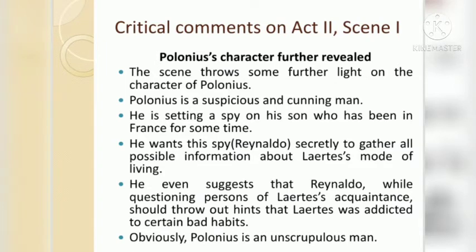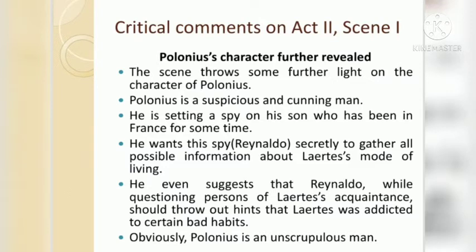Polonius's character further revealed. With this scene, we get a further clear picture of Polonius's character. The scene throws some further light on the character of Polonius. Polonius is a suspicious and cunning man. He is setting a spy on his son who has been in France for some time. He wants this spy, namely Rinaldo, secretly to gather all possible information about Laertes' mode of living.